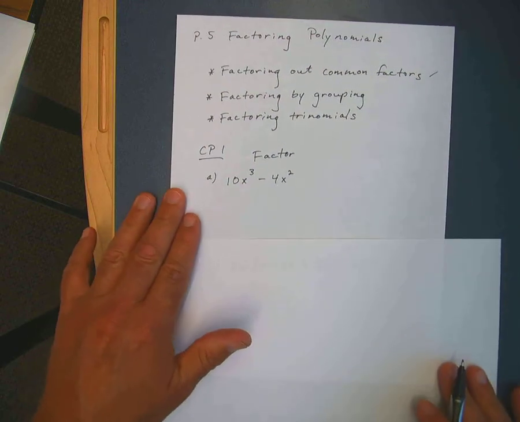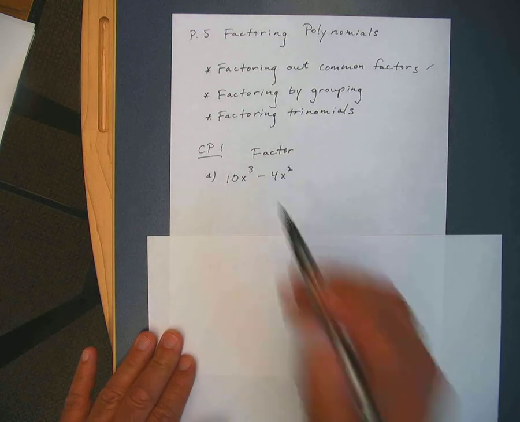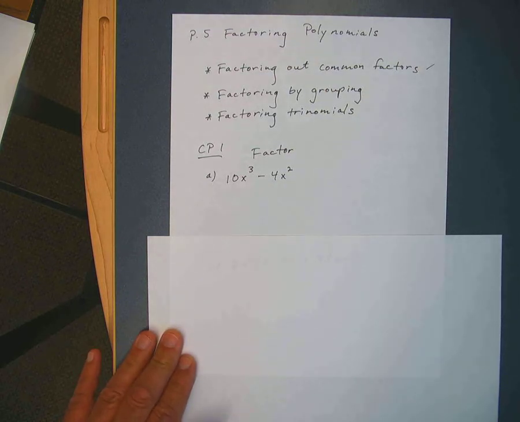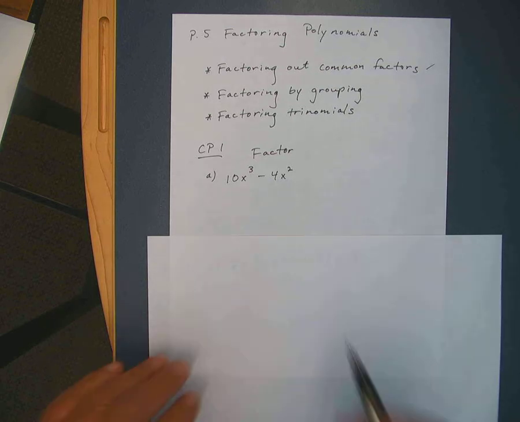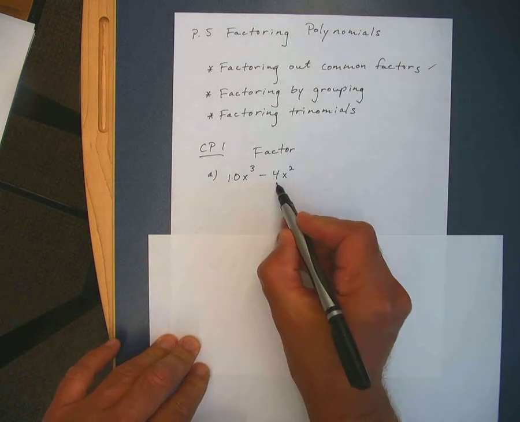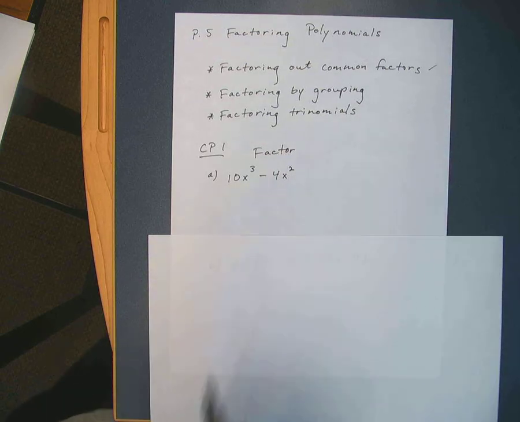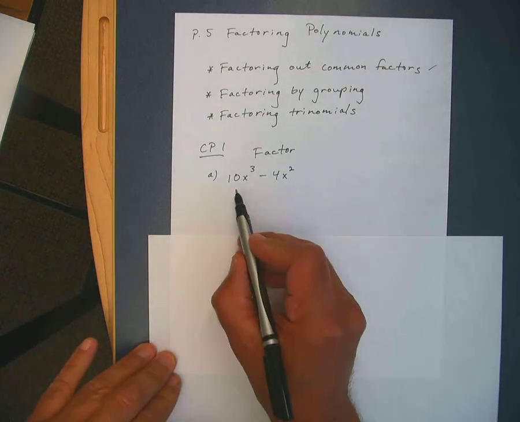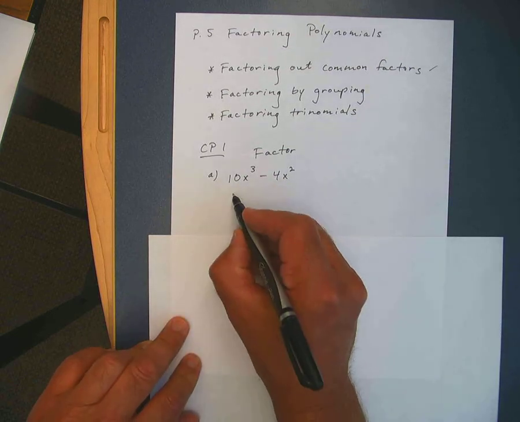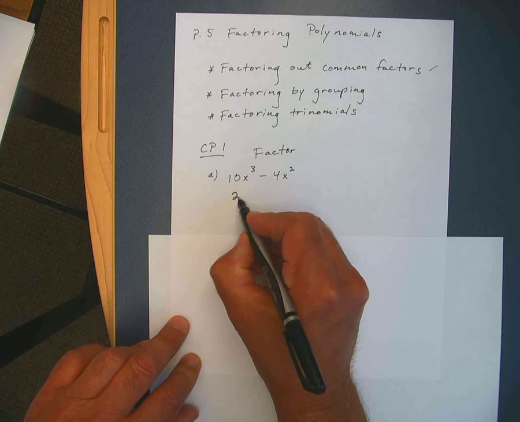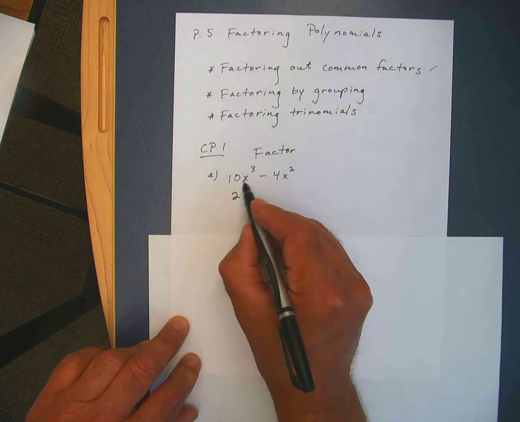Here we have a binomial, 10x cubed minus 4x squared, and the first thing we want to do is find any factors they have in common. So I like to look at the number part first, 10 and 4, and think of what factors those numbers have in common, and you want to find the greatest factor on the first time around if possible. So I look at the factors of 2 and 5, 2 and 2. The factor they have in common is 2, so I'm going to write that down. That's the common factor between these two terms.